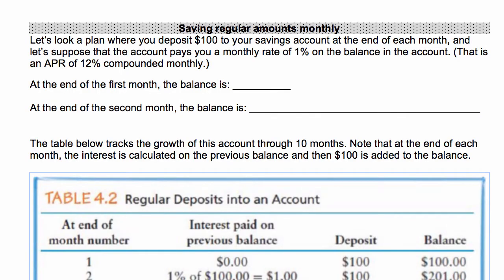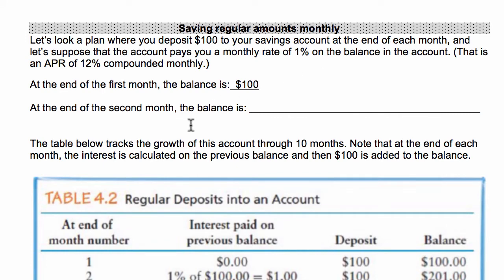Let's look at a plan where you deposit $100 to your savings account at the end of each month. And let's suppose that the account pays you a monthly rate of 1% on the balance in the account. That is an APR of 12% compounded monthly. At the end of the first month, the balance is $100. This is the money that was deposited at the end of the first month.